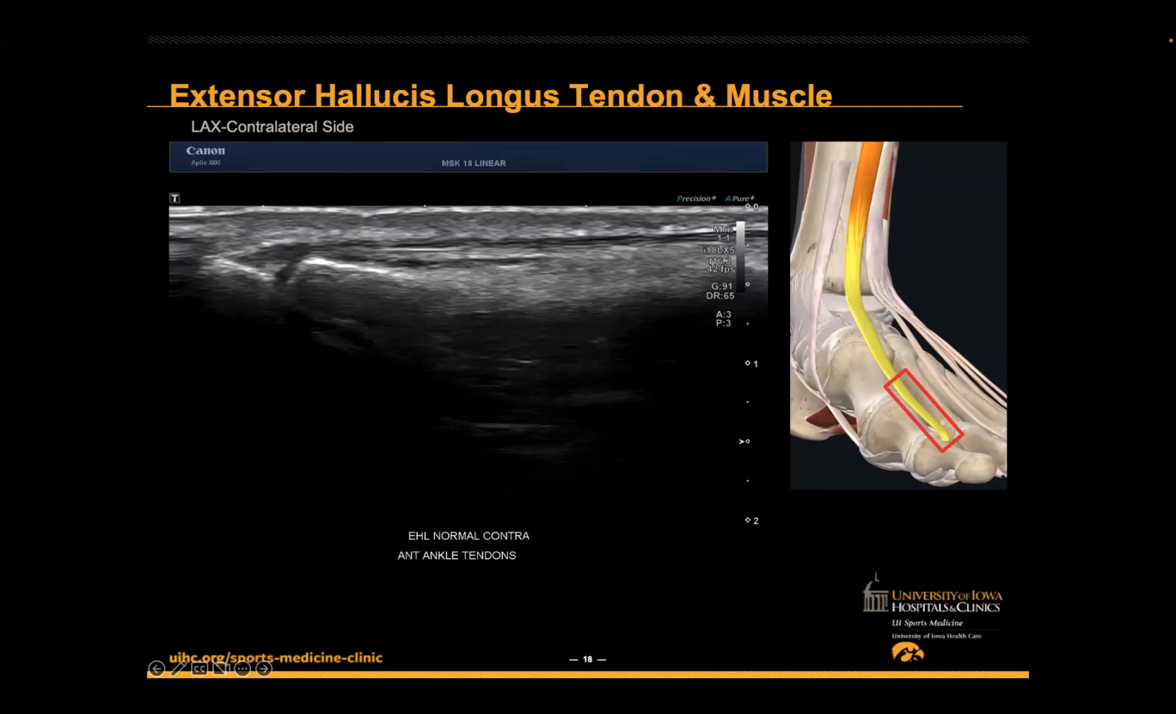And then if you do see partial tearing in this area, you can do a dynamic scan, having the patient flex and extend their big toe to help delineate the extent of partial tearing, or look for gapping if you're concerned for a complete tear. And this can be something, if you work with a foot and ankle surgeon who would be comfortable with this, that can help with surgical planning as well.